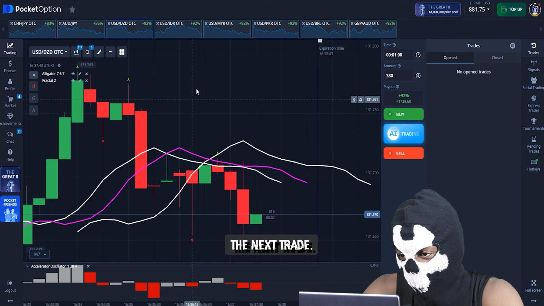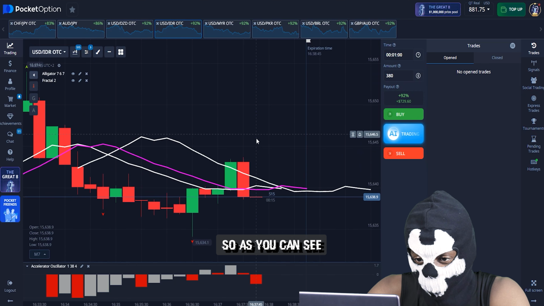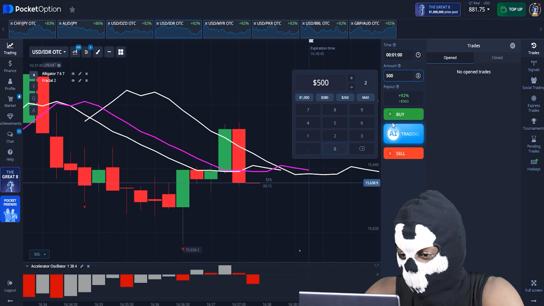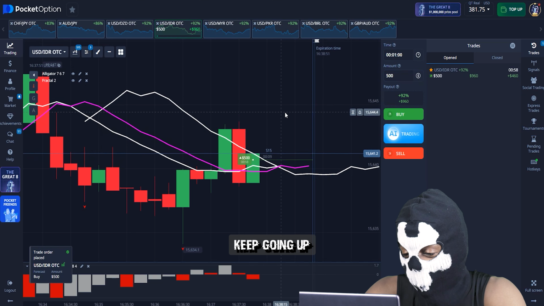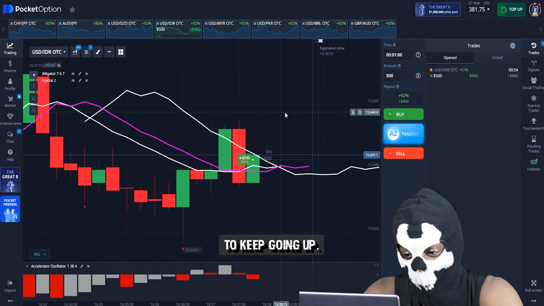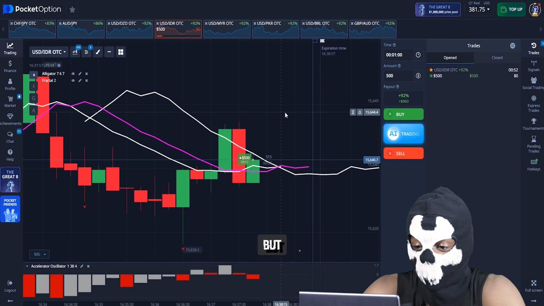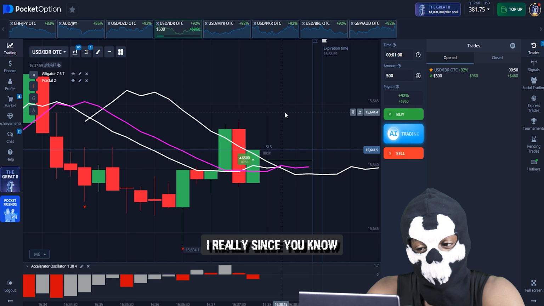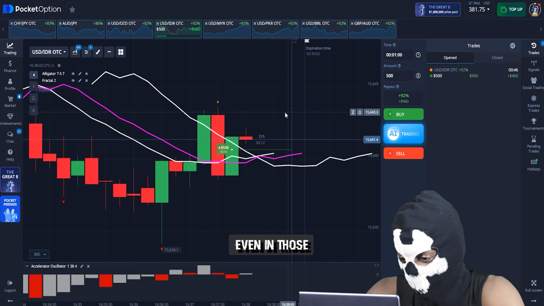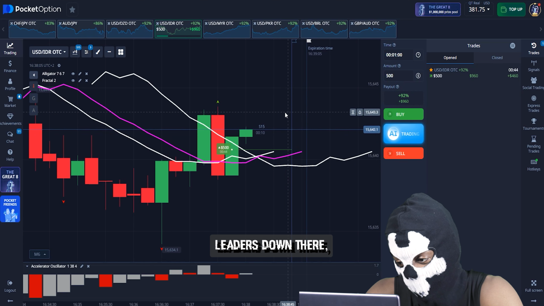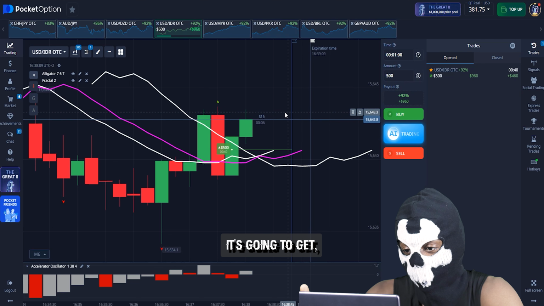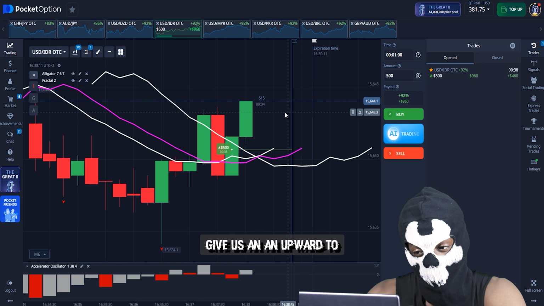Okay, let's move on to the next trade. So, as you can see, we're going to go with $500 on up. Yeah, we keep going up. I know maybe people will be confused why I keep going up, but it's just analysis. And yeah, you can see even in the oscillators down there, the oscillator is indicating that it's going to give us an upward pull.